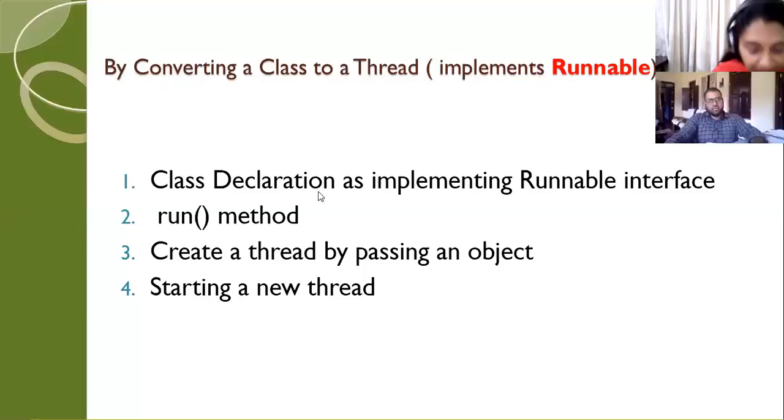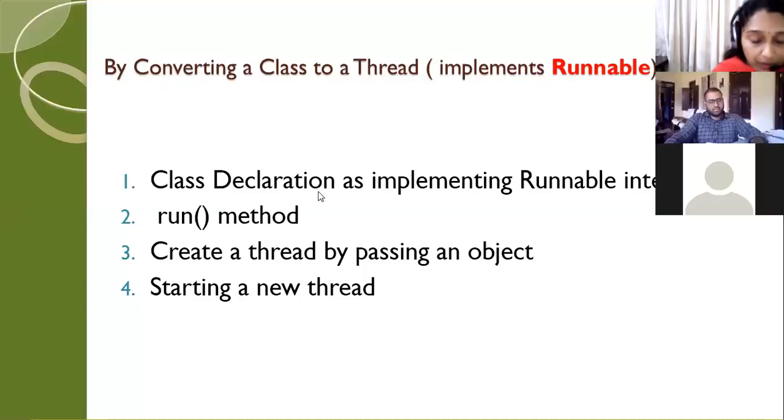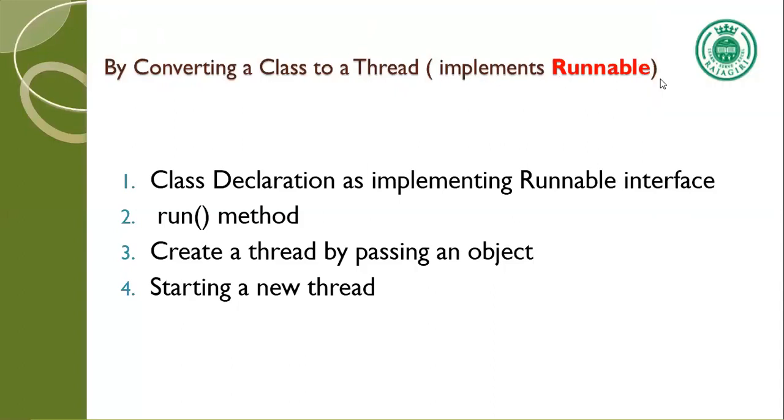We'll start our class. Yesterday, we saw how to create a thread using extends. Today, we will see the second method: how to create a thread using the Runnable interface. You will have to use the keyword implements. Runnable is an interface. So we'll have to use the keyword implements Runnable.